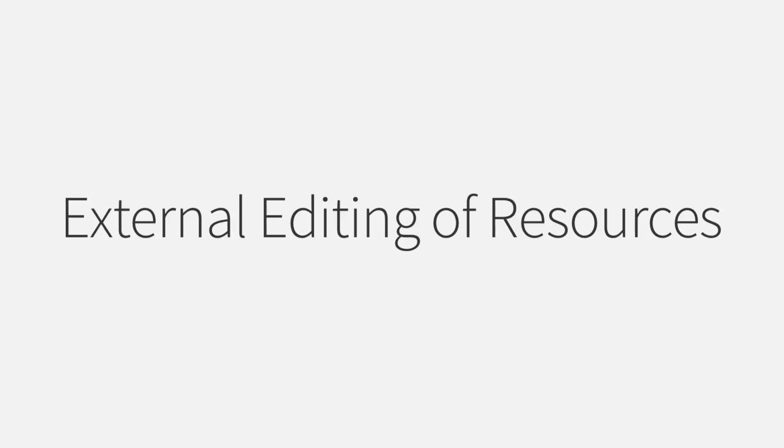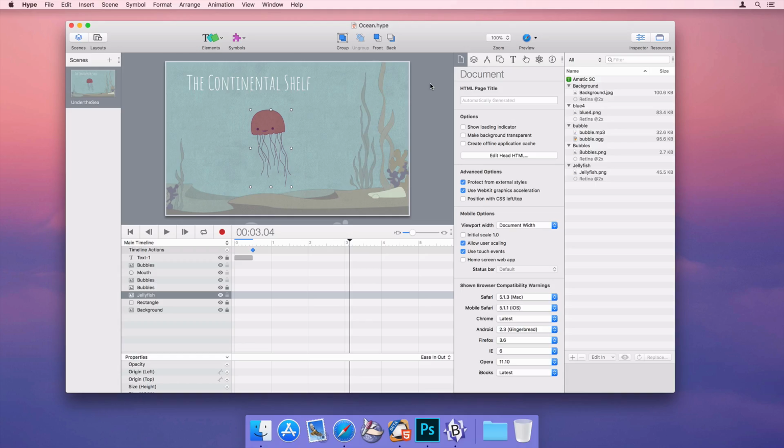Number 6, external editing of resources. So when you drag an asset into Hype, it makes a local copy. And previously, if you edited the original copy, Hype would try to keep track of that and say, hey, you edited this outside of Hype, do you want to recopy the version inside? But there was no real way to edit the assets that were already within Hype, which can come in handy.